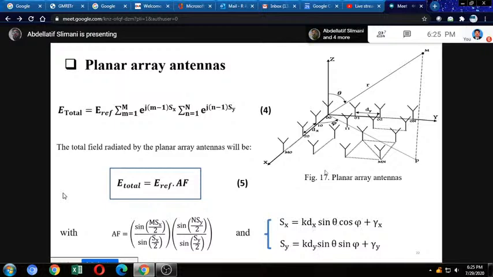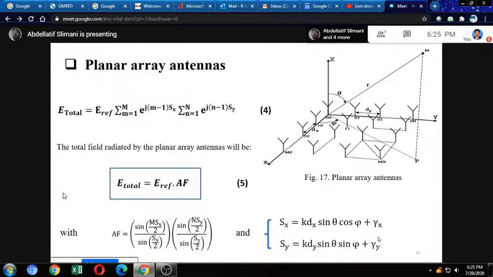θ is the angle between the z-axis and the point M in the far field, and φ is the angle between the x-axis and the projection of the point M on the xy plane. γx is the phase shift between two antenna elements in the x-axis, and γy is the phase shift between two antenna elements in the y-axis.